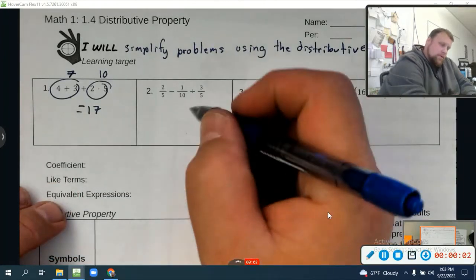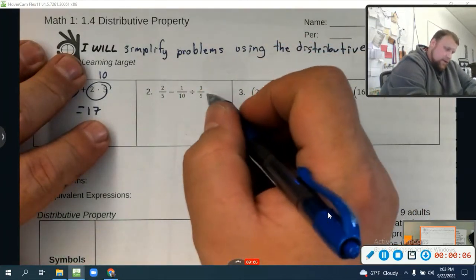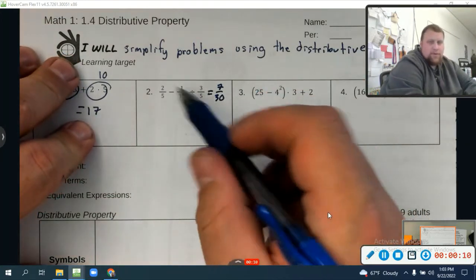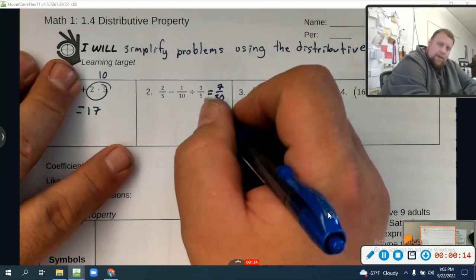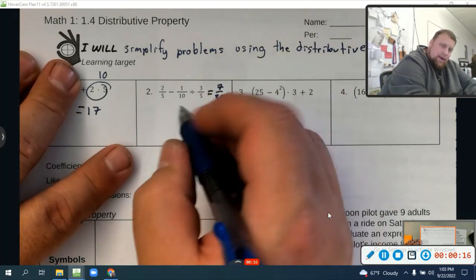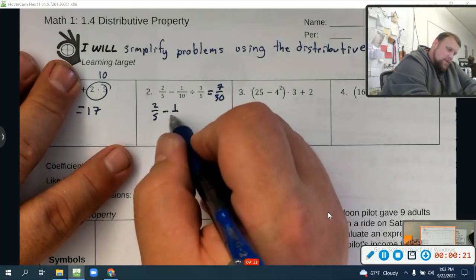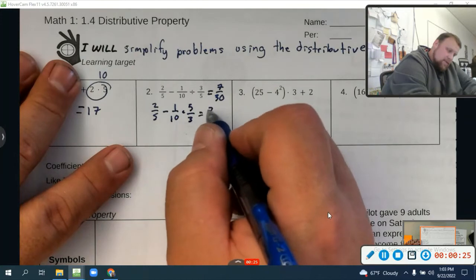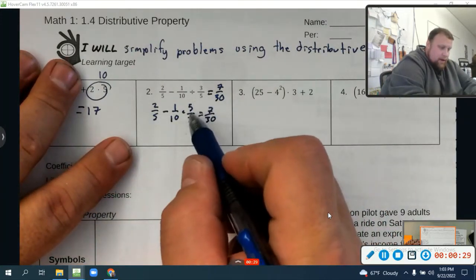All right, so let's do number 2. I'm looking at this, and I'm going to write equals 7/30. We're actually going to prove and see if this is true. Does this really equal 7/30? Don't forget, when we divide by a fraction, we multiply by its reciprocal. So I'm going to rewrite this as 2/5 minus 1/10 times 5/3 equals 7/30. Boom.